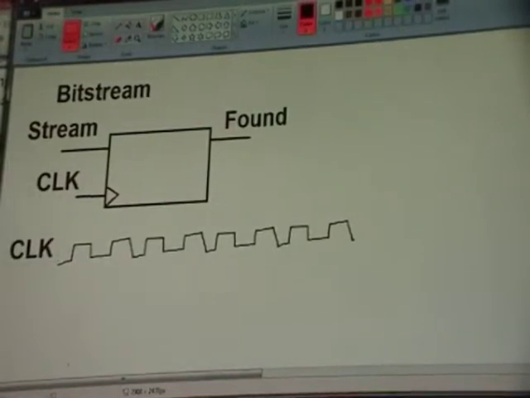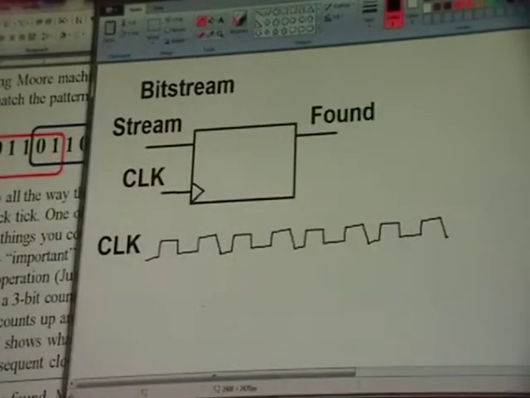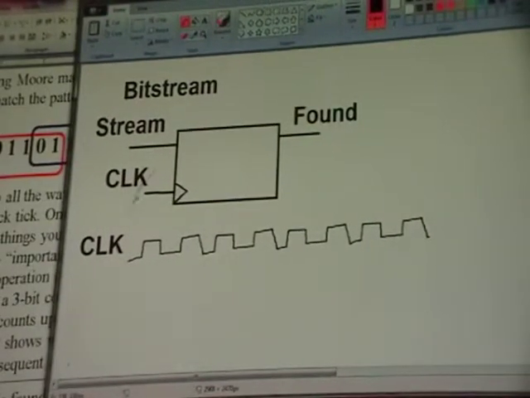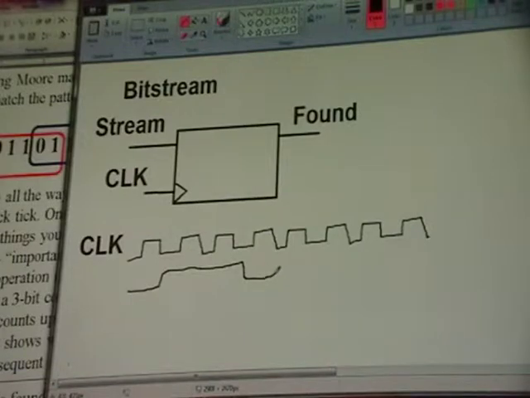And then for the stream, let's say it starts at, what are we looking for? What's the pattern again? 0110. So for the question I just asked you to do, you know, a sequence that you're actually looking for. So we want a 0 on one clock edge, we want a 1 on the next clock edge, and we want to see a 0 on the next clock edge, and then a 1 on the next clock edge. And then we want to know what found looks like.